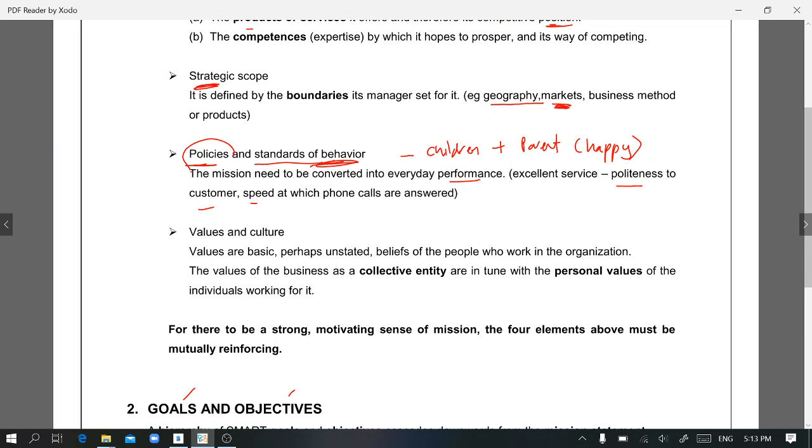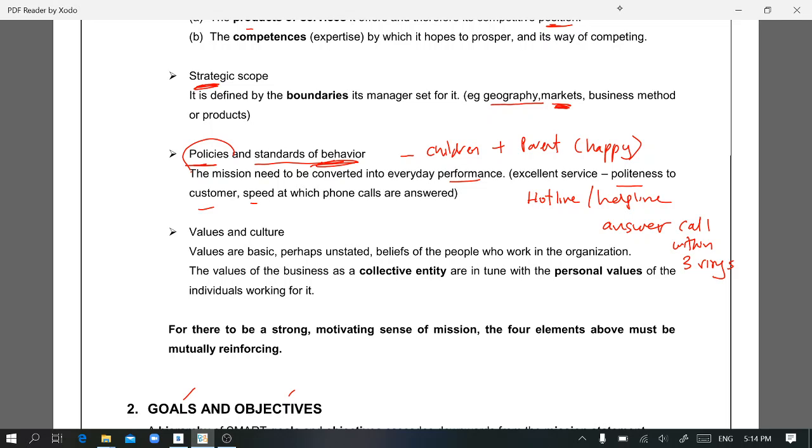For example, let's say you're in the hotline or helpline business. We will answer calls within 3 rings. Three rings, the call must be answered. This is the company's policy. And then standard of behavior means, let's say you're McDonald's, whenever you return the money, you must smile, must show a happy face. This is the behavior you must have when you serve customers. So, the policy and the standard of behavior.